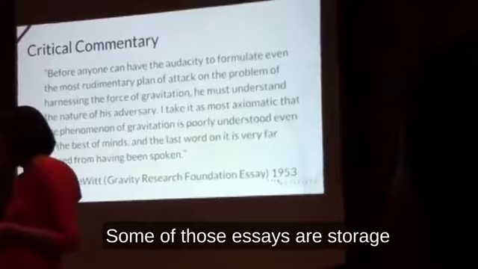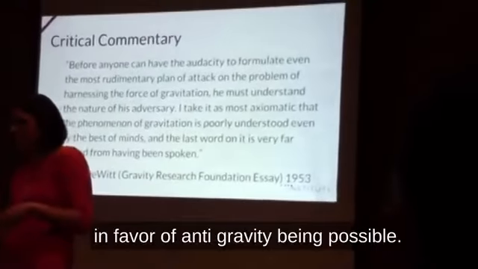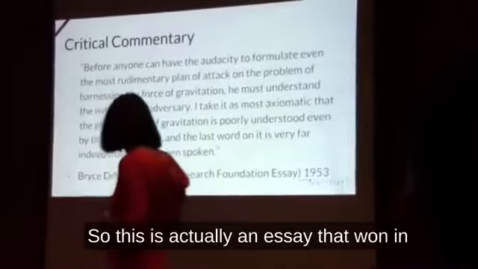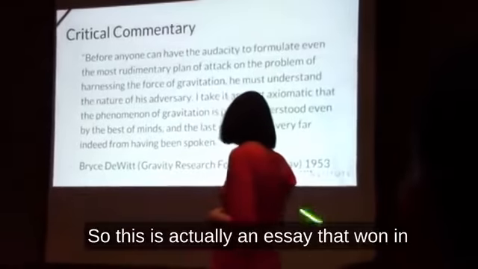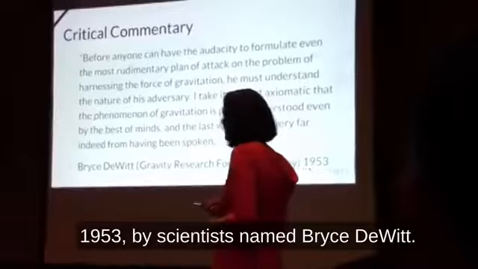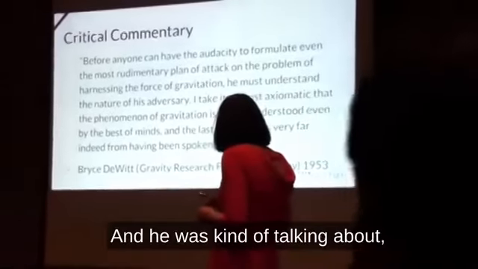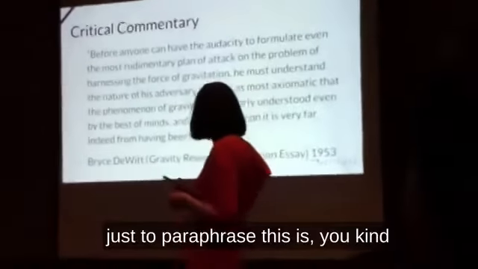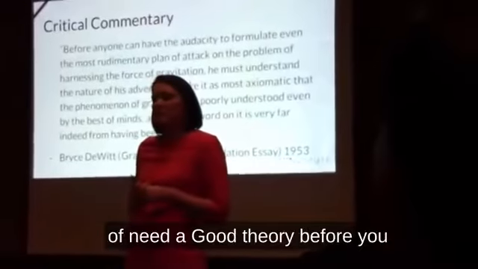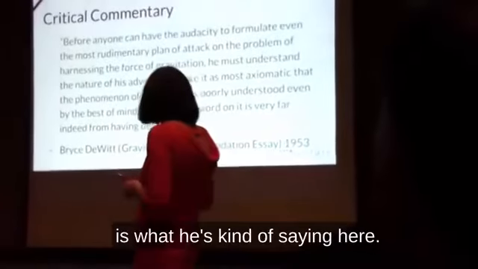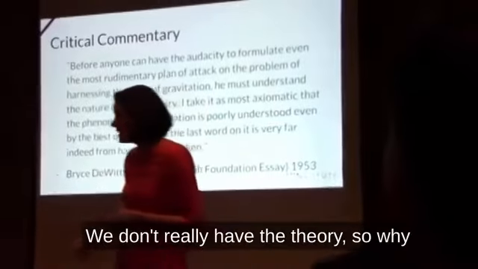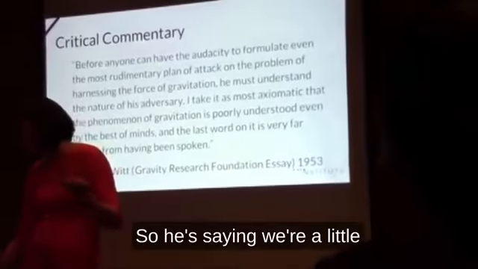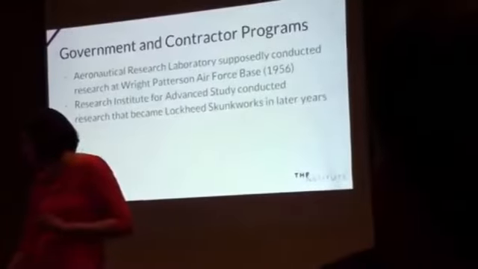Some of those essays are in favor of anti-gravity being possible, and some of them are more critical. This is an essay that won in 1953 by a scientist named Bryce DeWitt. Just to paraphrase, he was saying you need a good theory before you can really make a working device. We don't really have the theory, so why don't we have devices that we say work? So he's saying we're a little ahead of ourselves on that.